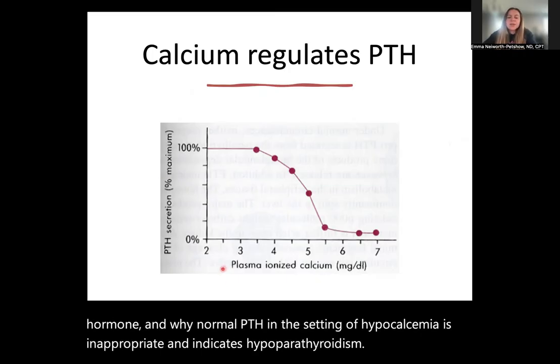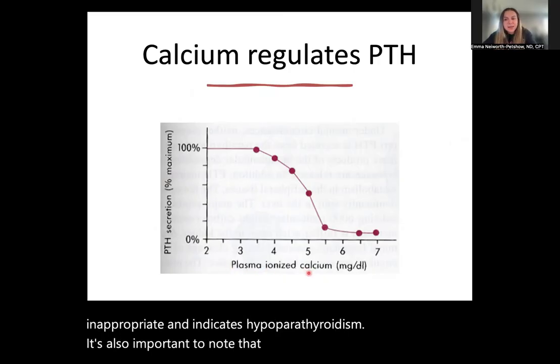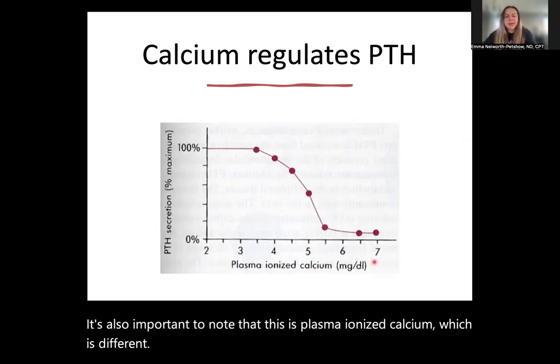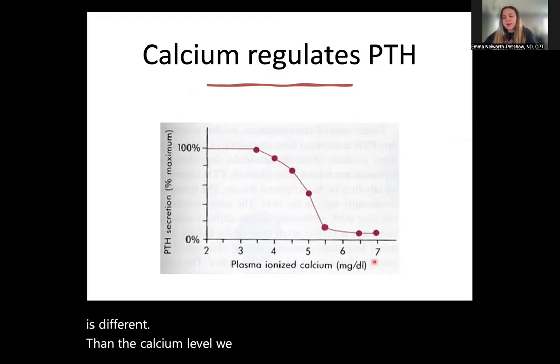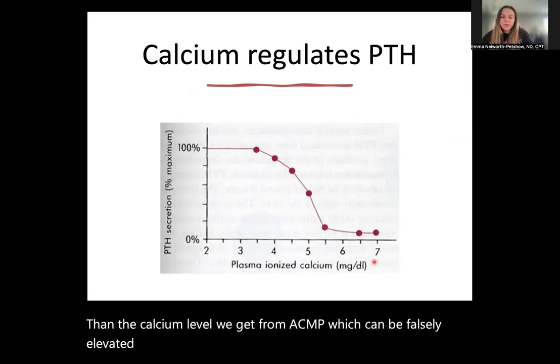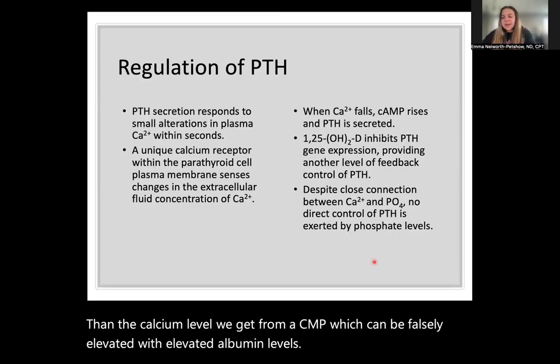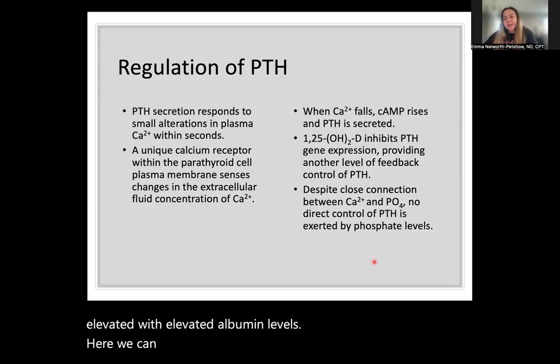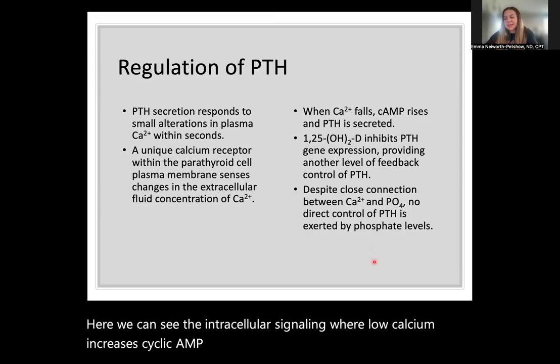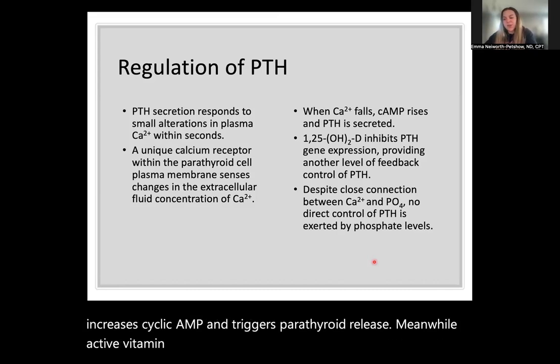It's also important to note that this is plasma ionized calcium, which is different than the calcium level we get from the CMP, which can be falsely elevated with elevated albumin levels. Here we can see the intracellular signaling where low calcium increases cyclic AMP and triggers parathyroid release. Meanwhile, active vitamin D suppresses parathyroid transcription.